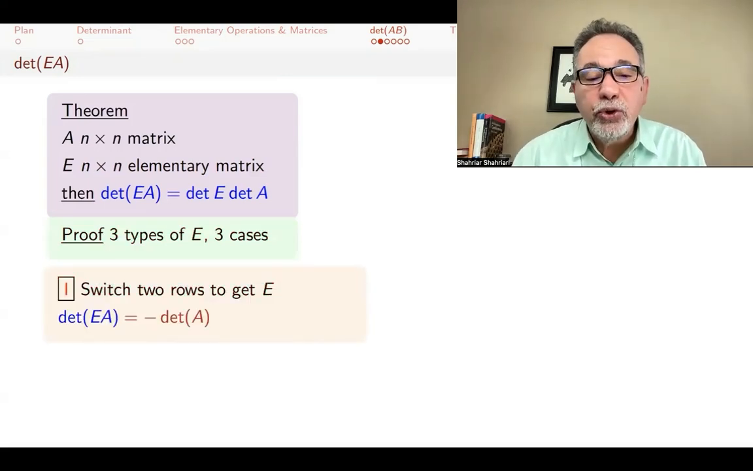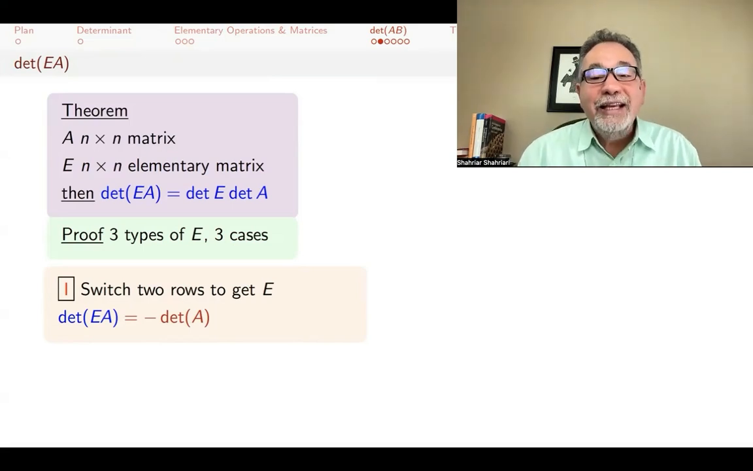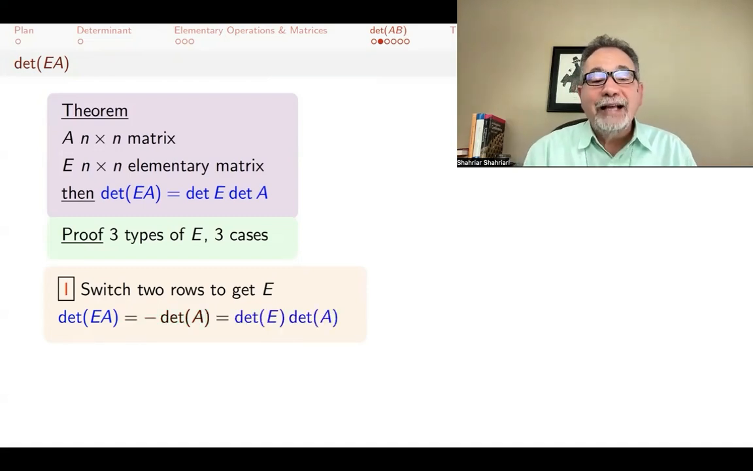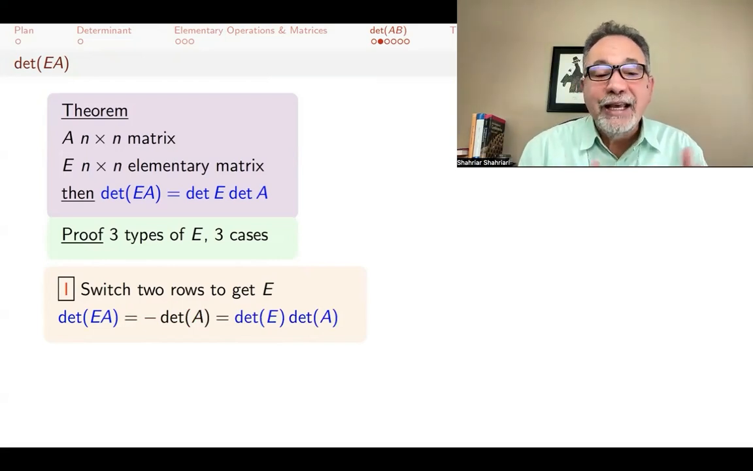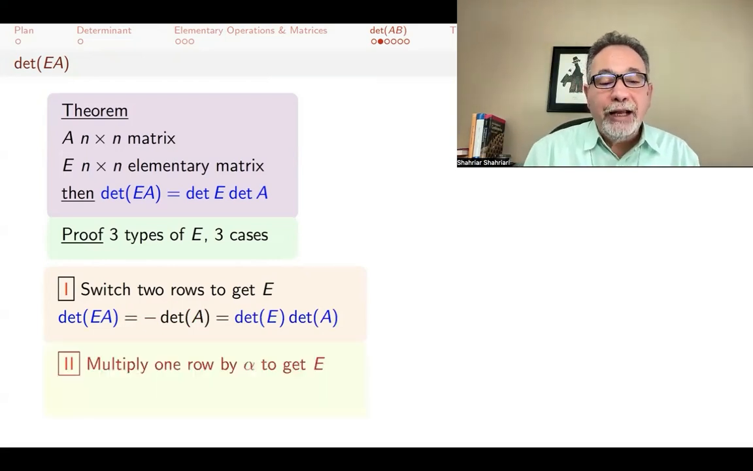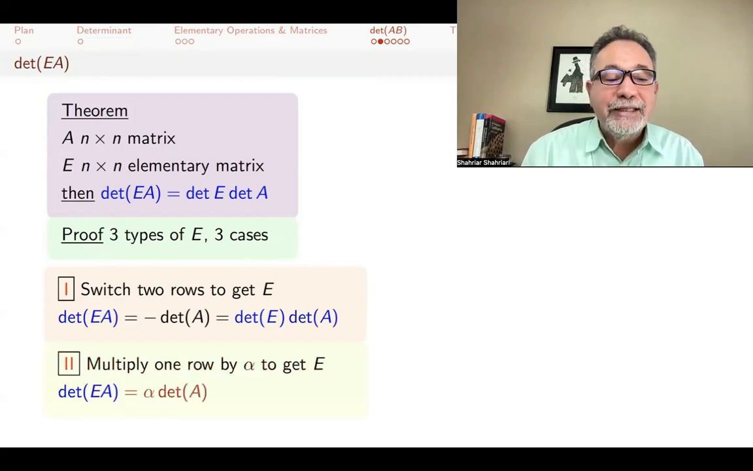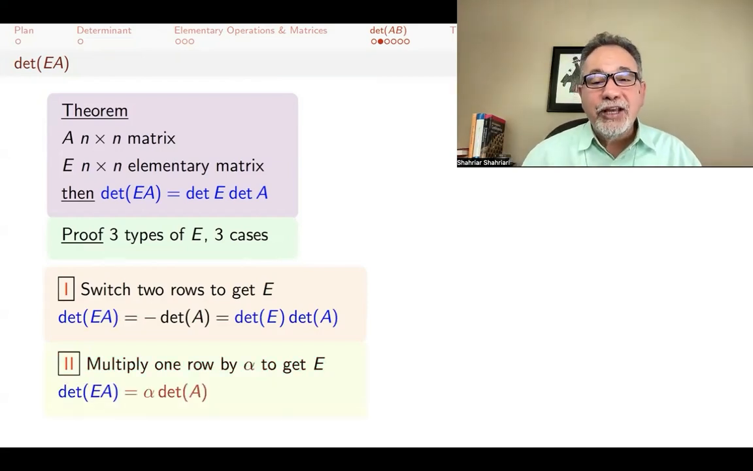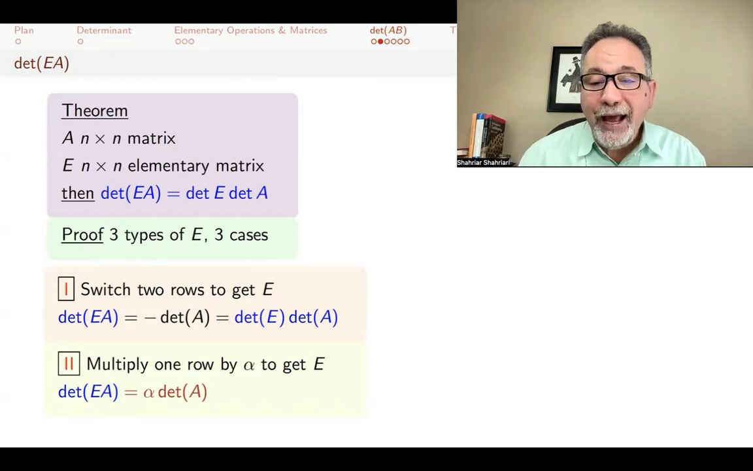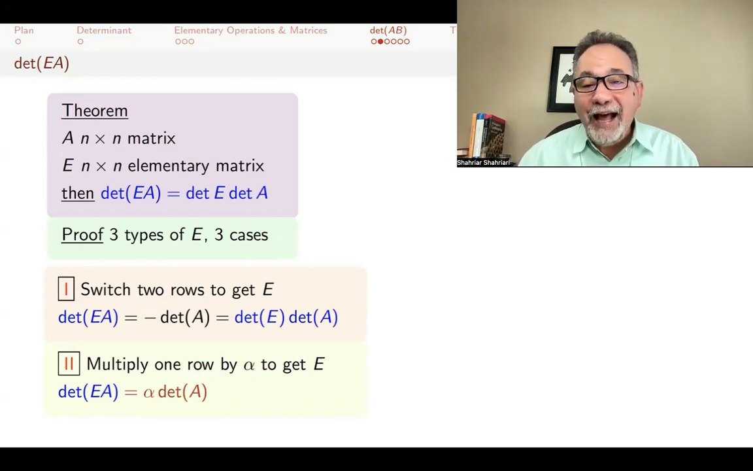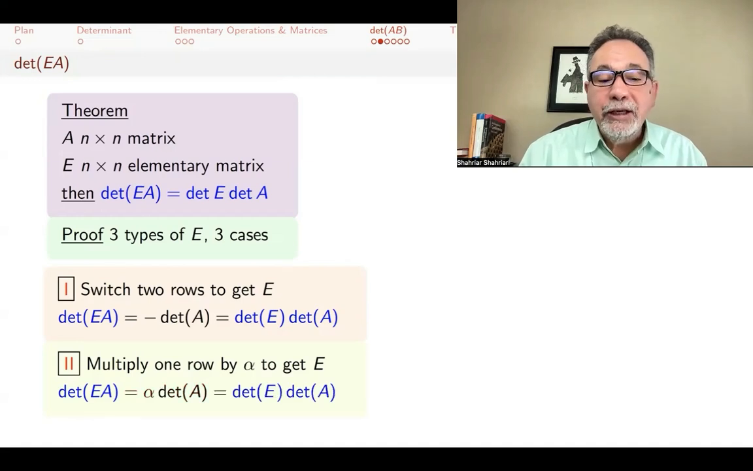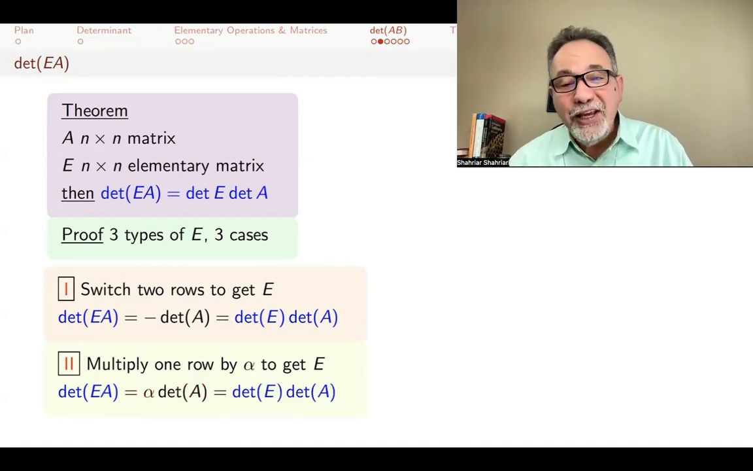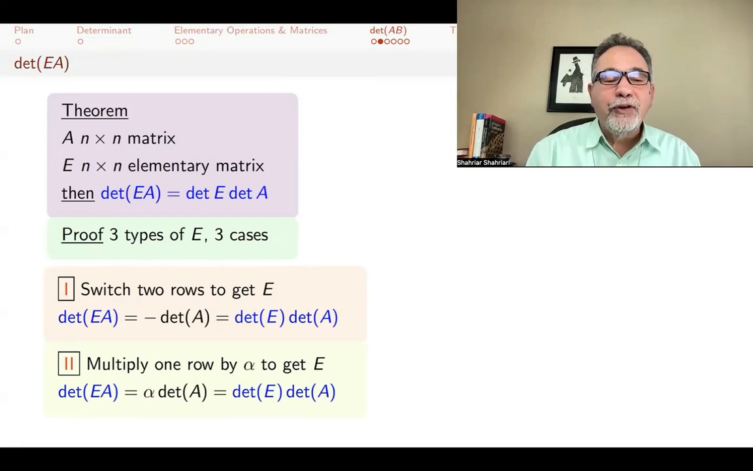You might have switched 2 rows to get E, in which case EA is A with its 2 rows switched, and the determinant of EA is going to be minus the determinant of A. But that's exactly the determinant of E times the determinant of A, because we said that the determinant of E in that case is -1. You might have multiplied one row by alpha to get E. In that case, EA is the matrix A with one of its rows multiplied by alpha. And so the determinant of EA is alpha times the determinant of A. But because alpha is also the determinant of E, the determinant of E times the determinant of A is the determinant of EA.